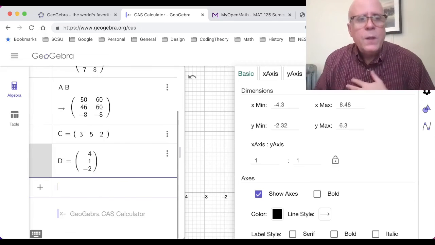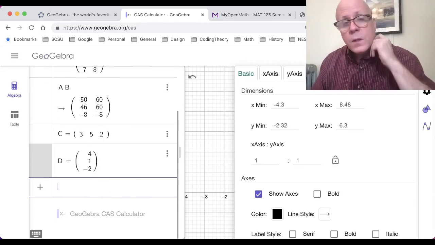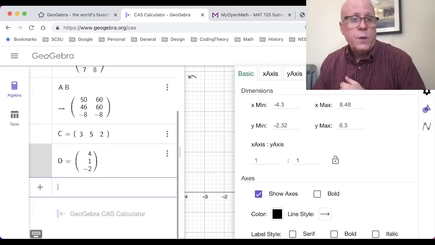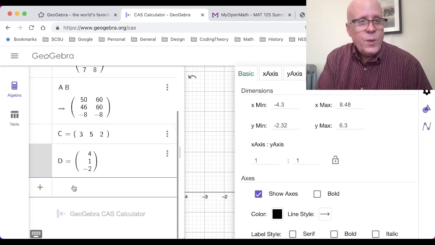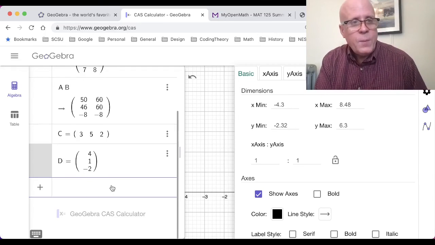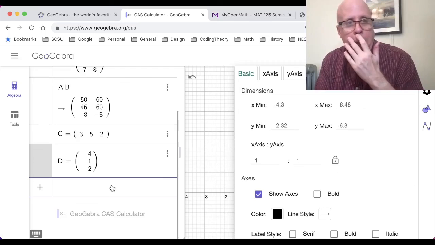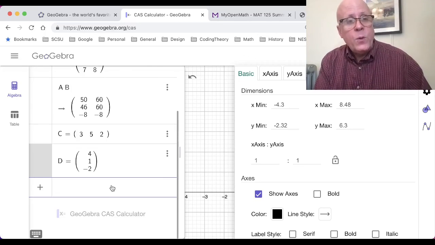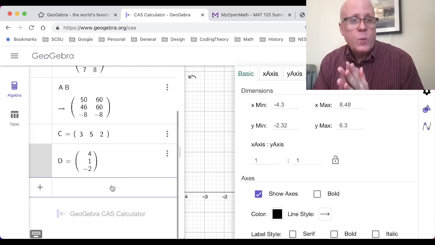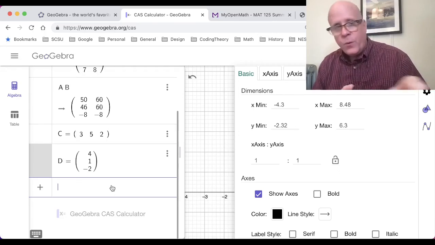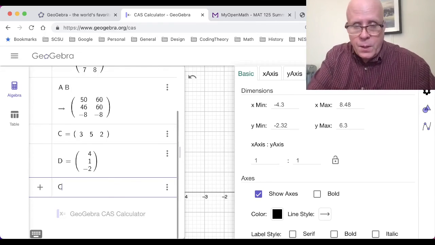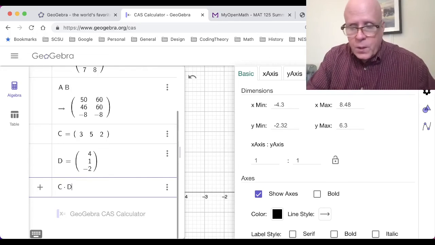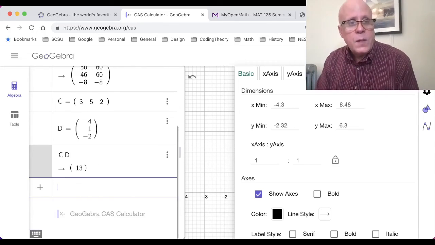What does that do when we get it? We get a single column. So these are 2 vectors, really. This is called a row vector, and this is called a column vector. The reason I wanted you to see what happens with a row vector and a column vector is that multiplying a row times a column is exactly what we were just doing with the rows of one matrix and the columns of the other. C times D is going to give us a number, 13.